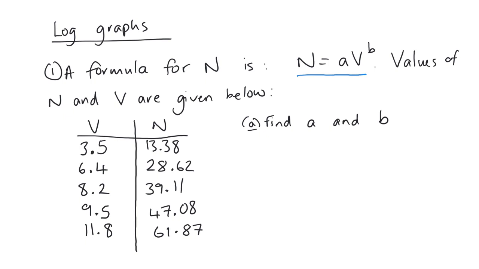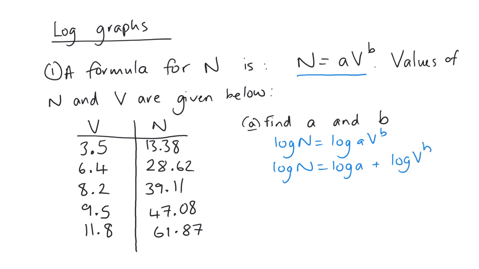If we take this equation and take logs on both sides, the way you did whenever you were solving equations, and then separate out our right-hand side here, we get log a plus log v to the power of b. Now I'm going to take the b down. I'm just going to put it first: b log v plus log a.